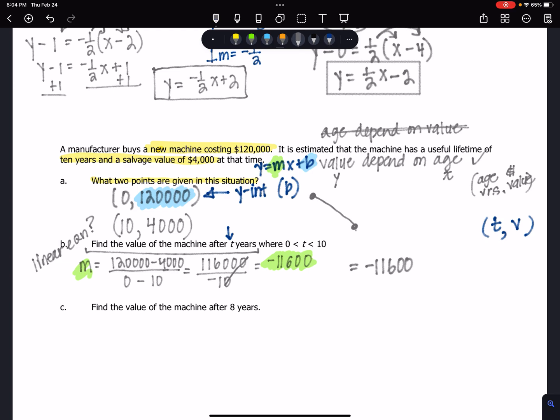So instead of Y equals, I'm going to have V equals negative 11,600 T plus the y-intercept of 120,000. 1, 2, 3, yep, 120,000. So there's our value in terms of T.